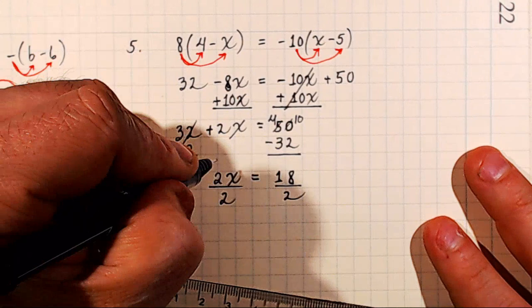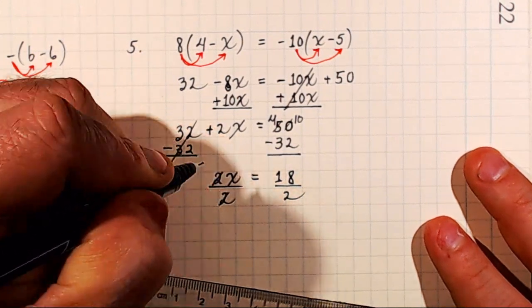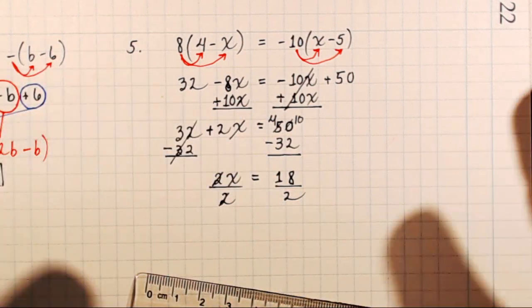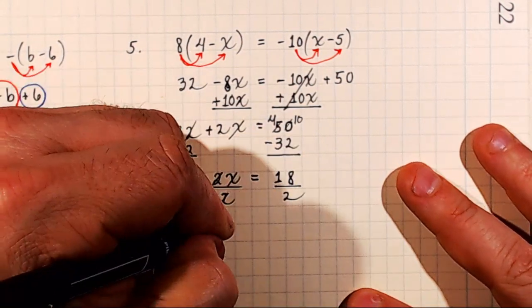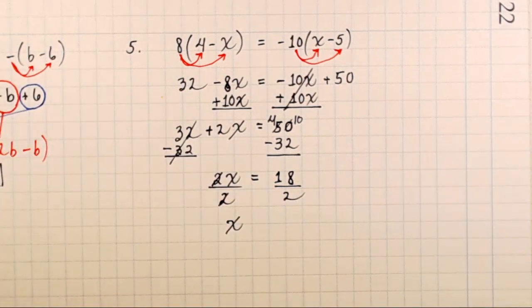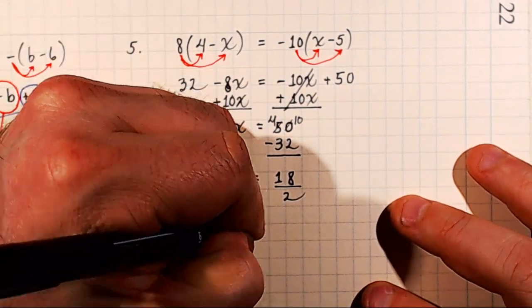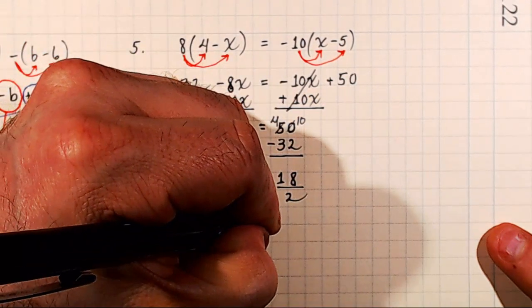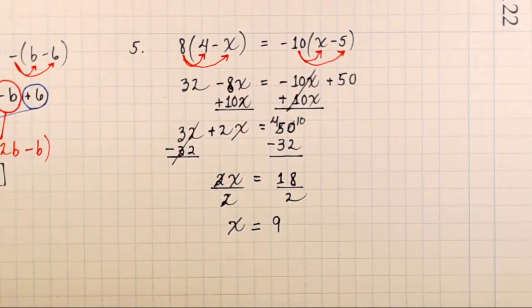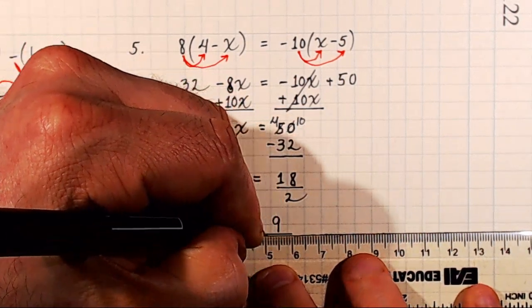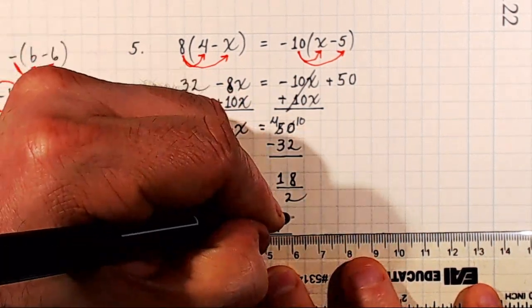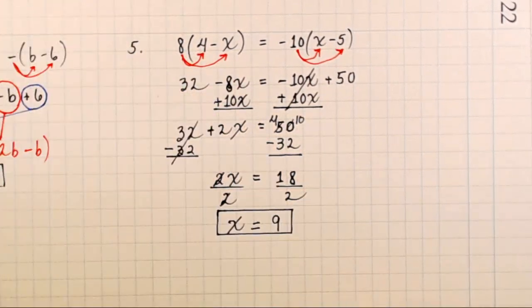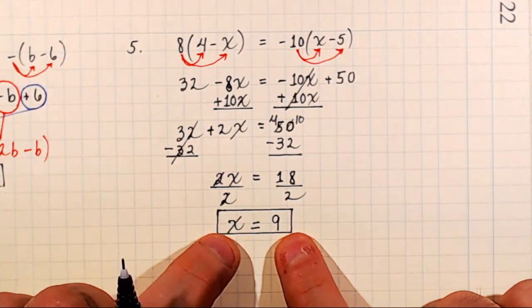Just like that. On the left, 2 divided by 2 cancels out because 2 divided by 2 is 1. And we don't need to write the 1. So I just cancel them out. And that leaves x by itself, which is what I wanted, equals. Now 18 divided by 2 comes out to 9. So x equals 9 is my solution. We were asked to solve, so we come up with a solution. We solved this equation for x.